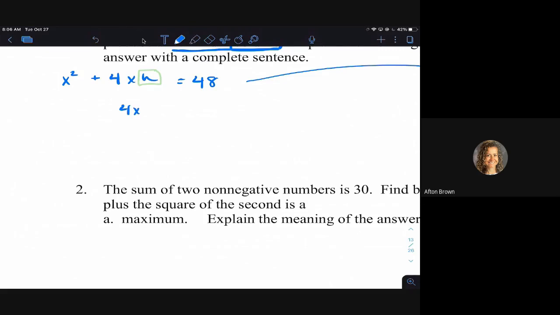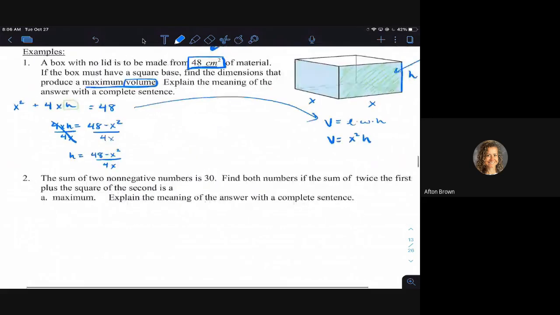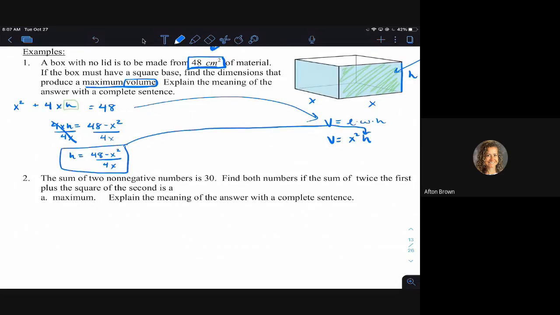Right, so we'd have 4xh equals 48 minus x squared. So we move that over. We could divide by 4x. Again, you choose whichever one is easier. So h is equal to (48 minus x squared) divided by 4x. Then I take this and I'm going to replace h with it.